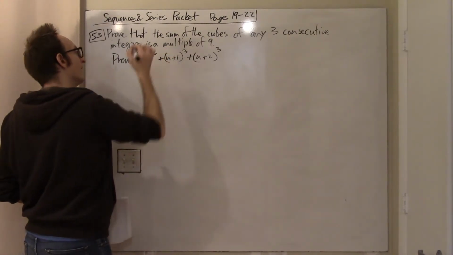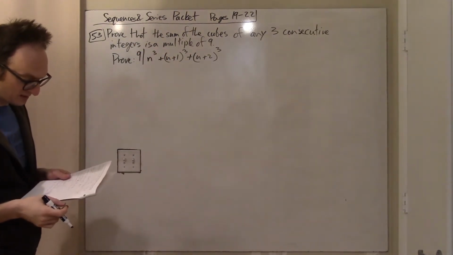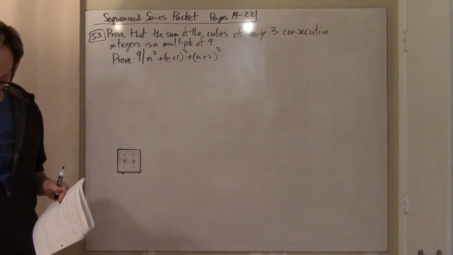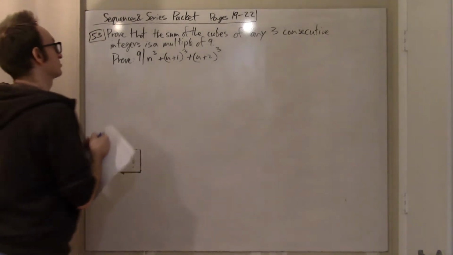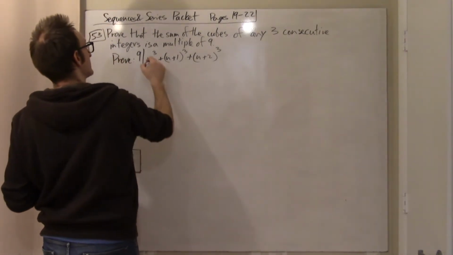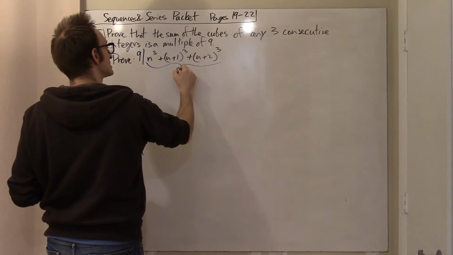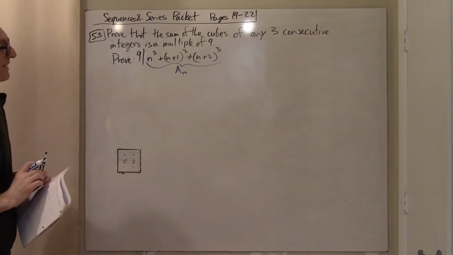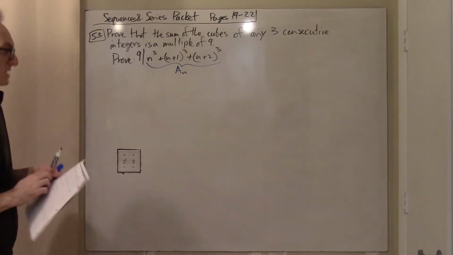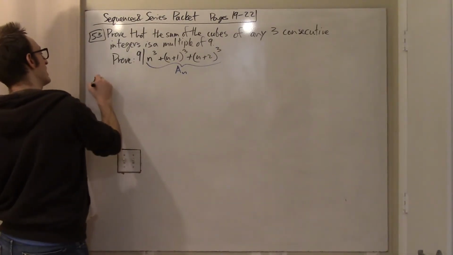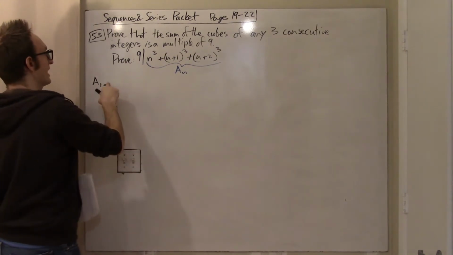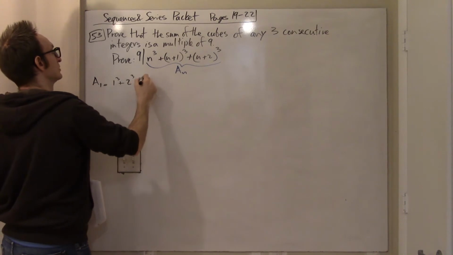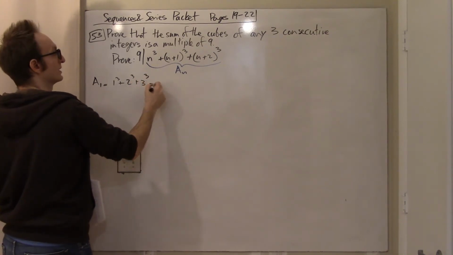Okay, maybe in this case it does make sense to give this thing a quick nickname. I don't know if that's helpful or not, but I don't feel like writing this over and over again, so let's just call this a sub n. So let a sub n be the sum of n cubed, n plus 1 cubed, and n plus 2 cubed. So now we can just check this. What is a1, for example? Well, a1 is just going to be 1 cubed plus 2 cubed plus 3 cubed. And that's not obviously a multiple of 9.